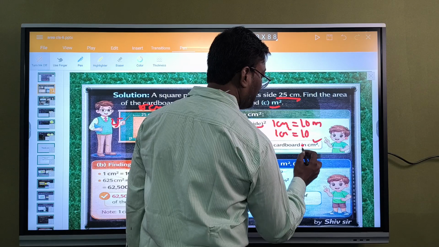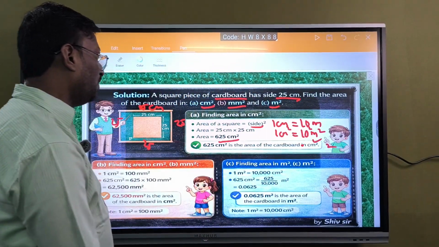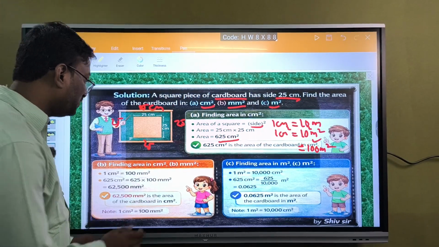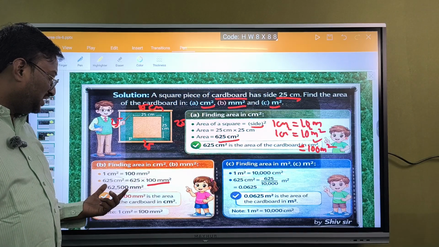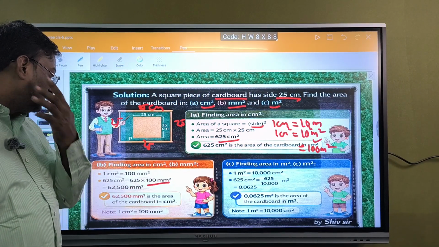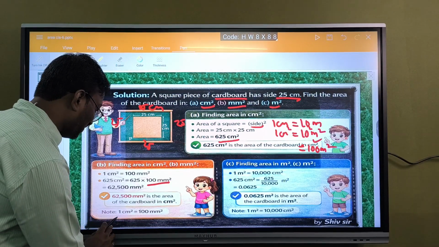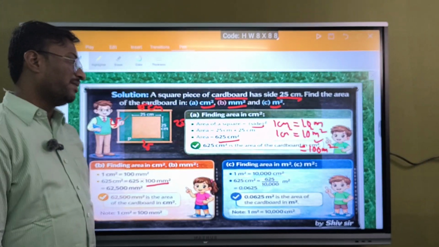10 square is nothing but 100 millimeter square. So you have to multiply 625 into 100 millimeter square, and you are going to get 62,500 millimeter square. Remember, children, 1 centimeter square is equal to 100 millimeter square. This one you have to remember.